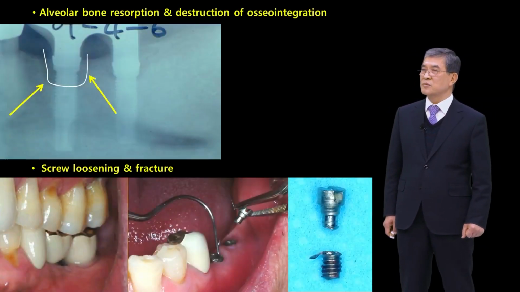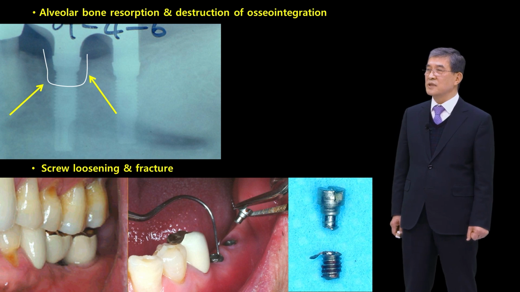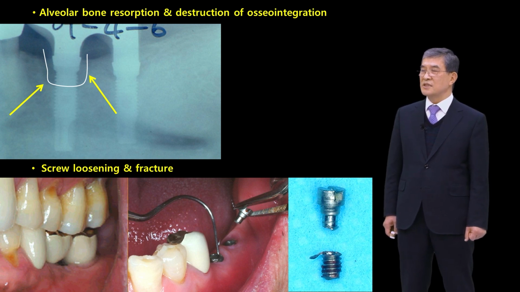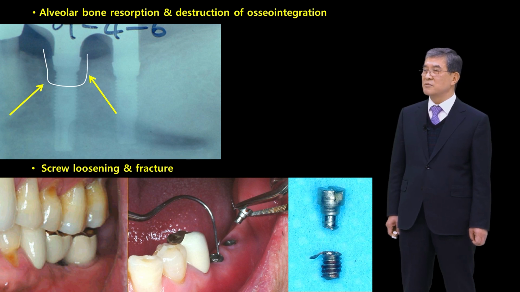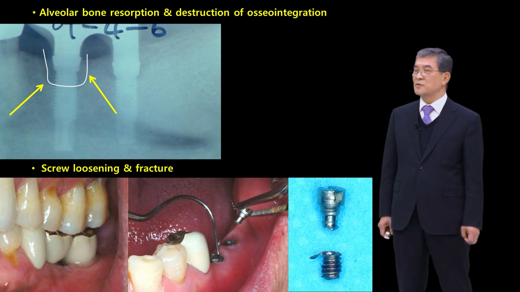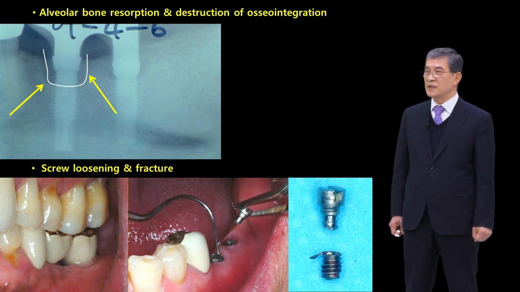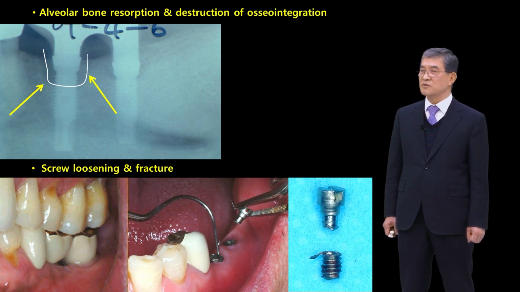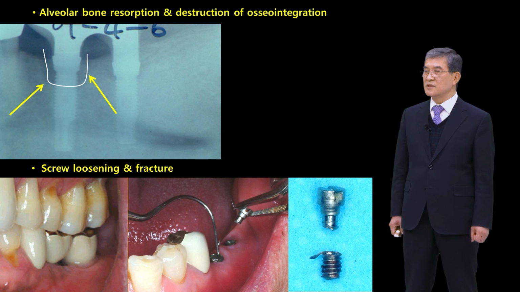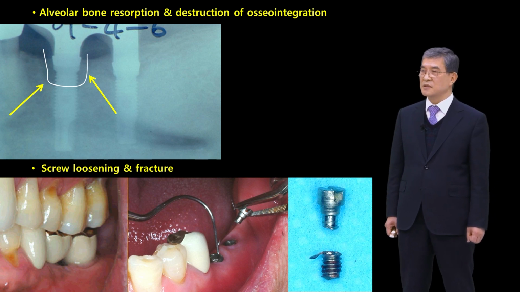Bruxism patients normally show resorption in alveolar bone. Unlike natural tooth, when alveolar bone around an implant is reduced, it is resorbed in a U-shaped form, like a well, and it leads to destruction of osseointegration. One of the symptoms you can catch early on is screw loosening and mobility leading to fracture.